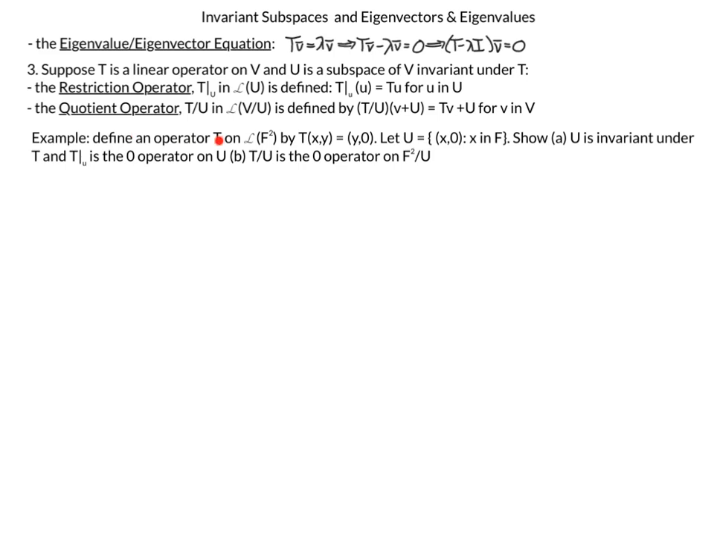Define an operator T on F^2 by T of (x, y) equals (y, 0). Let U be the subspace {(x, 0) : x in F}.